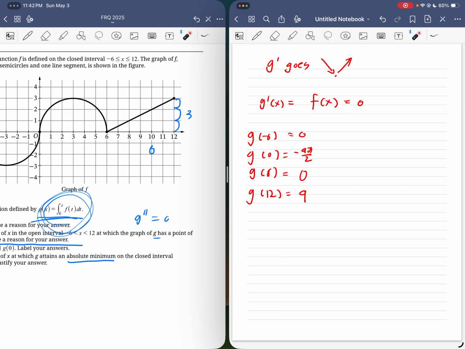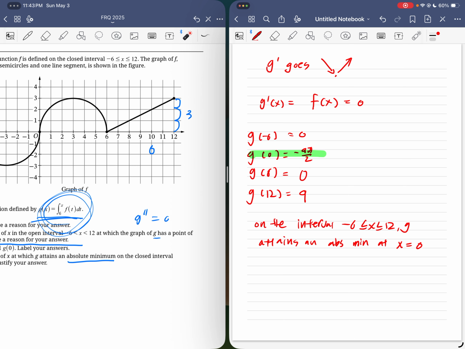Now, if the question was asking for the maximum, this would be the absolute max, but we are looking for the absolute minimum. So it's going to be right here. That's the lowest value. So because this is the lowest point on the interval -6 to 12, g attains an absolute minimum at x equals 0. All right.